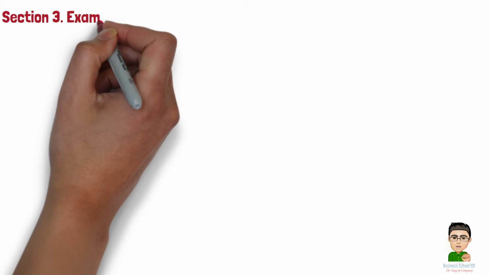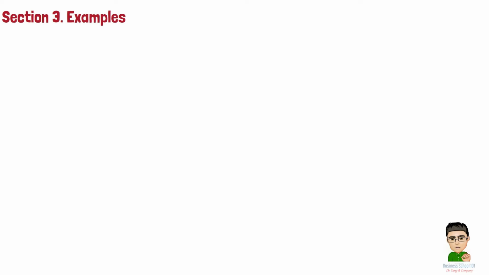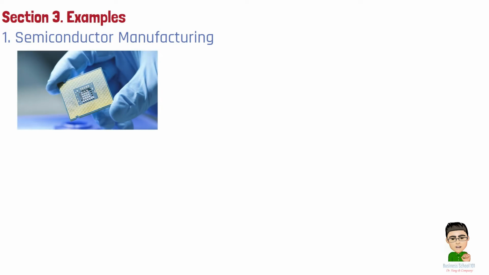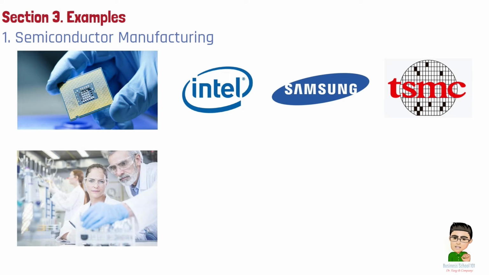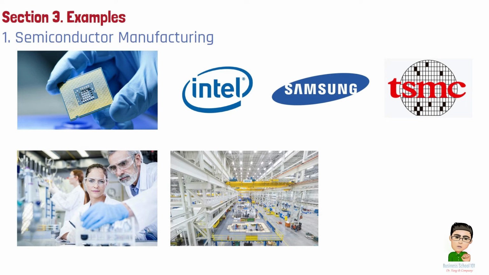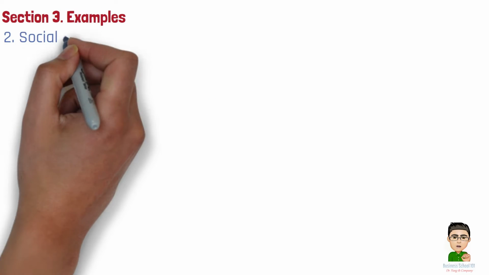Section 3. Examples. Here are 4 real-world examples of oligopolies. Number 1. Semiconductor manufacturing. The semiconductor industry, particularly the manufacturing of microprocessors and memory chips, is a prime example of an oligopoly. A few key players, such as Intel, Samsung, and TSMC, Taiwan Semiconductor Manufacturing Company, dominate the market. These firms have made massive investments in research and development, as well as in manufacturing facilities, which require extremely high capital costs.